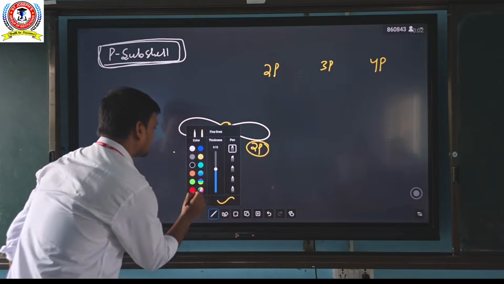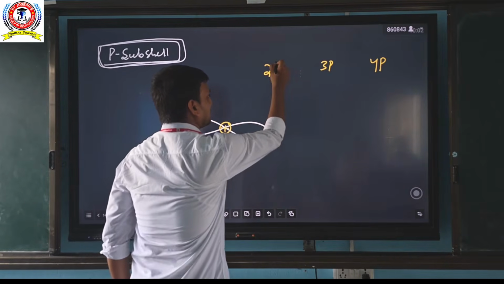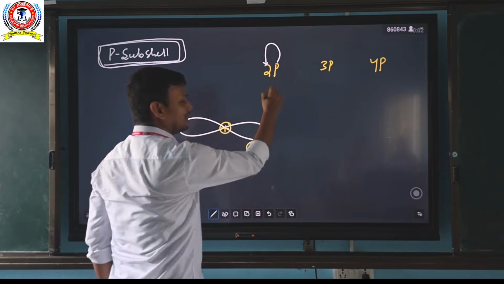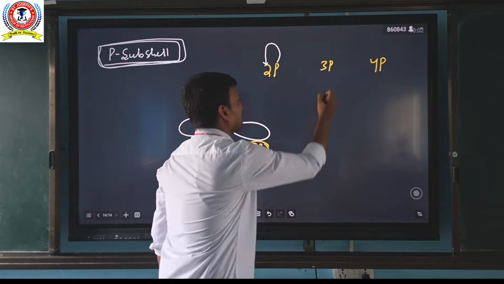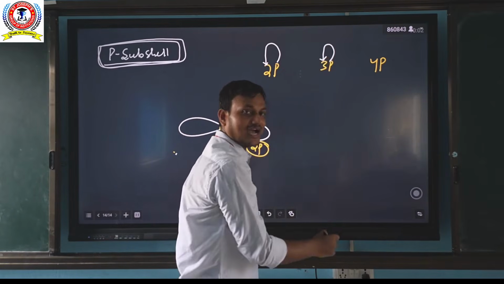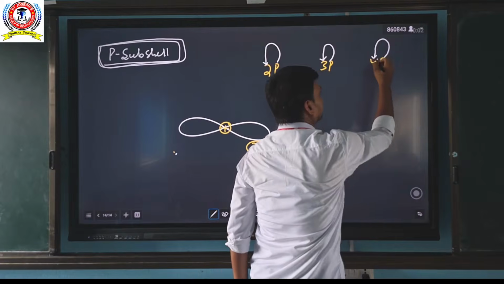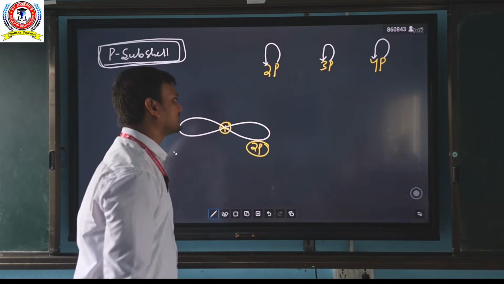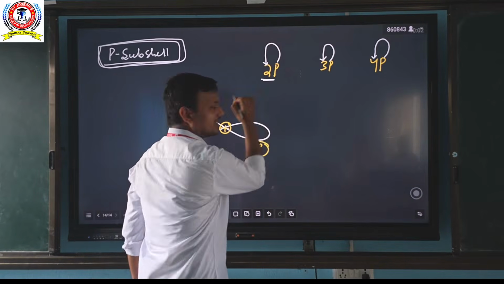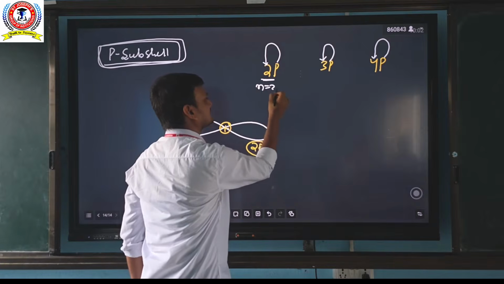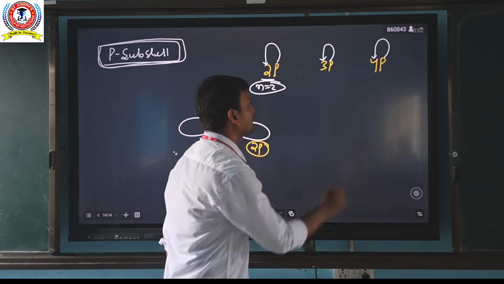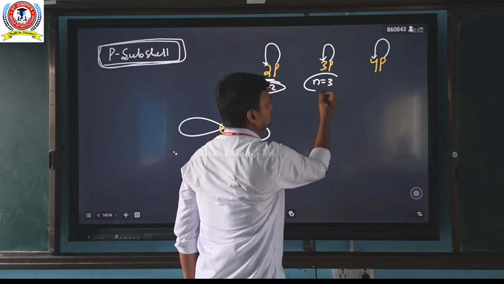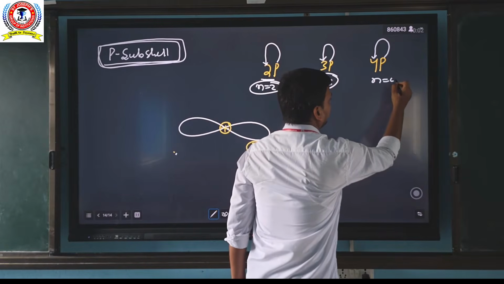That means, students, the p subshell is present in which shell? Second shell. The p subshell is present in the third shell, and the p subshell is present in the fourth shell. Here n is equal to 2, here n is equal to 3, and here n is equal to 4.